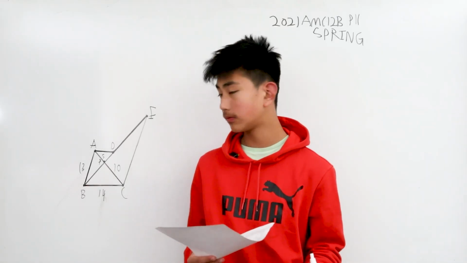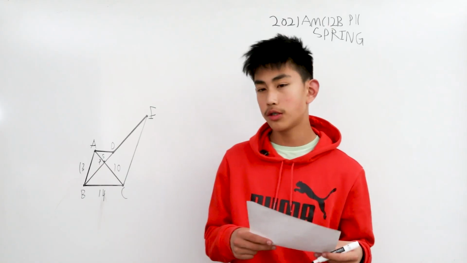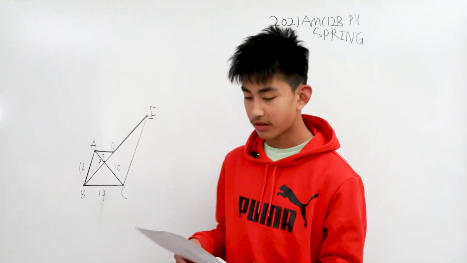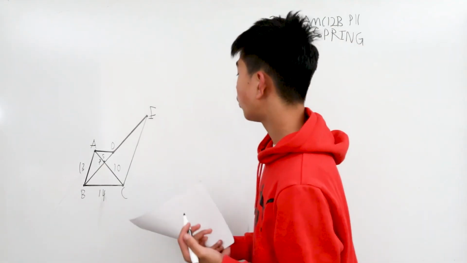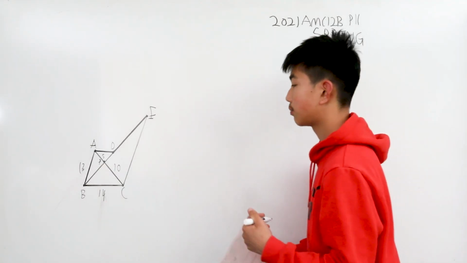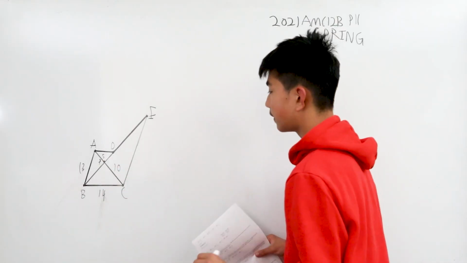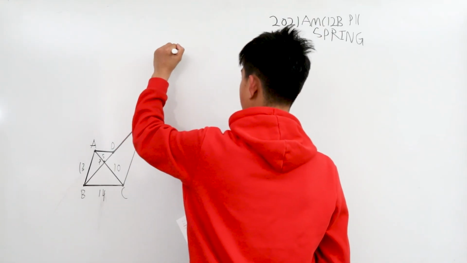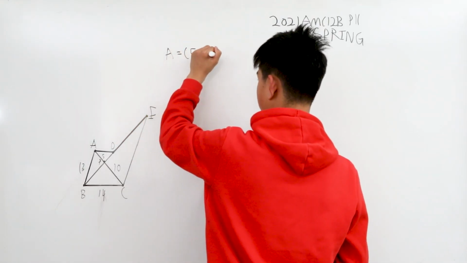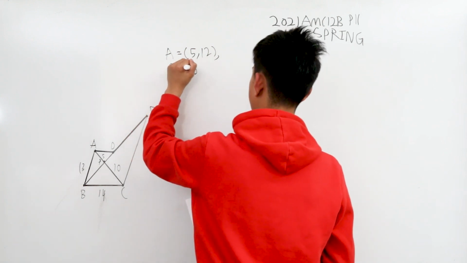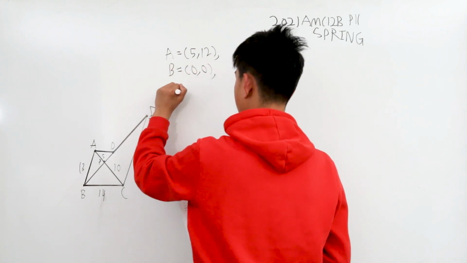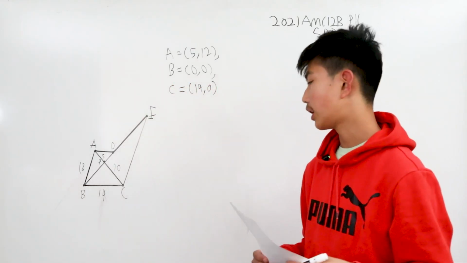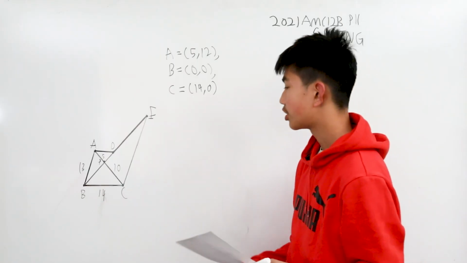So for this problem, to make things a lot simpler, we can apply the Cartesian plane to this drawing. When we apply that, the first thing we can do is set all these easy variables. From this, we get that A is equal to (5, 12), B is equal to (0, 0), and C is equal to (14, 0). This all happens when you set B equal to the origin.